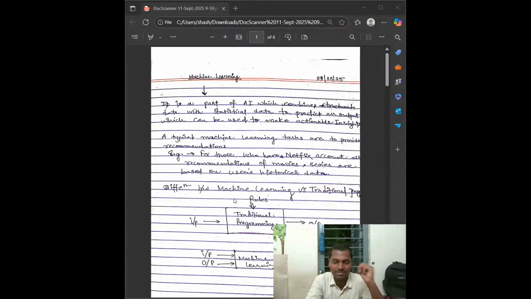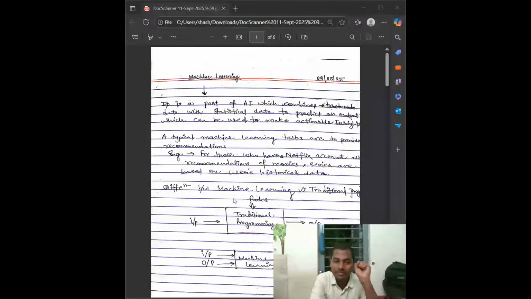First, as we all know, it's part of AI. What is the subset of AI? It's machine learning, and there is also something called deep learning, which combines neural networks. We will cover that also. So basically, it's a part of AI, and it combines the original data.